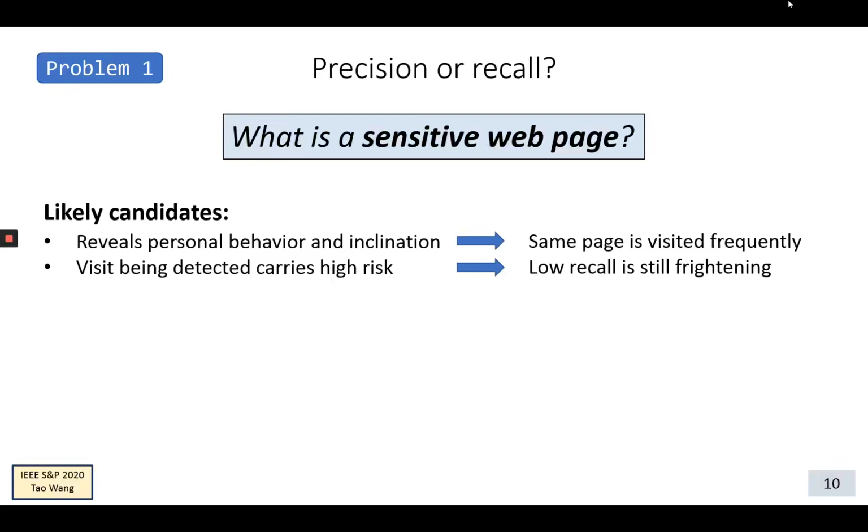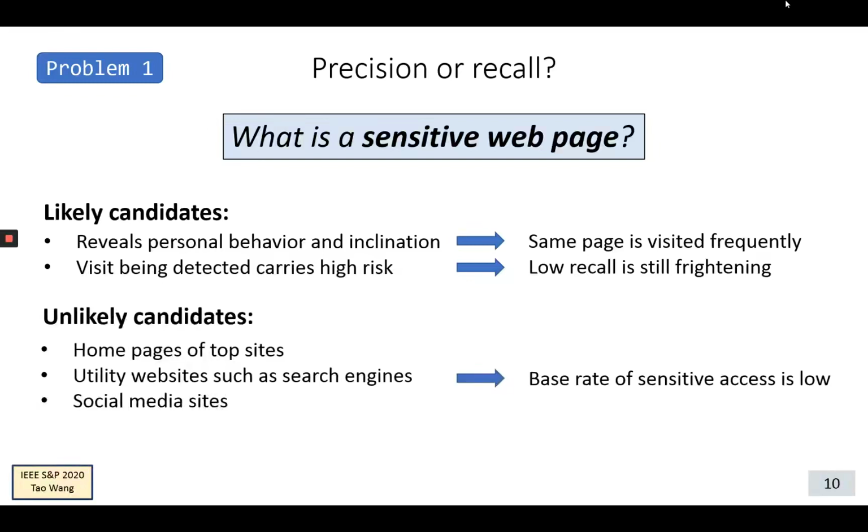So in such a case, low recall will still be quite frightening, and it will still encourage a user to try to defend against website fingerprinting. So that achieves the goal of creating a threatening website fingerprinting attack. So that's why we believe low recall is still a threatening attack for website fingerprinting.